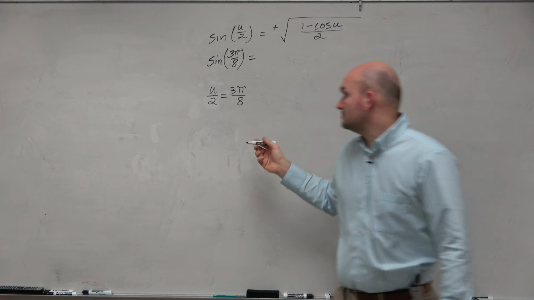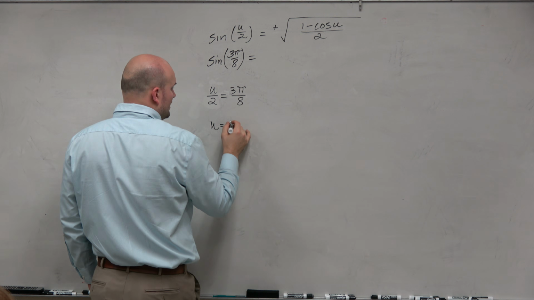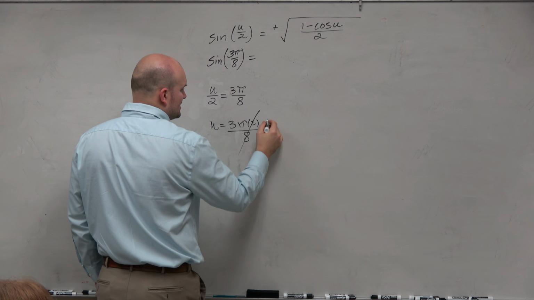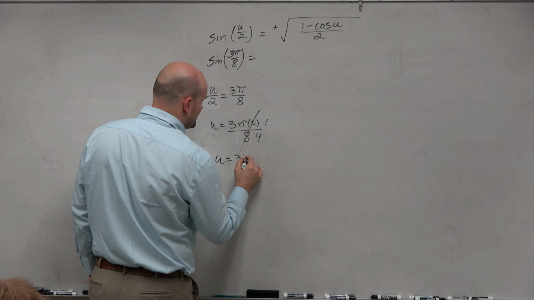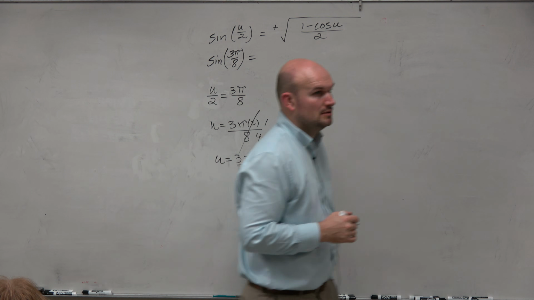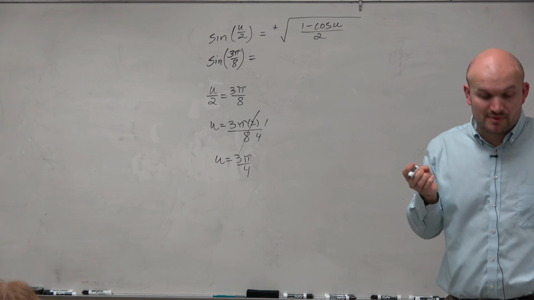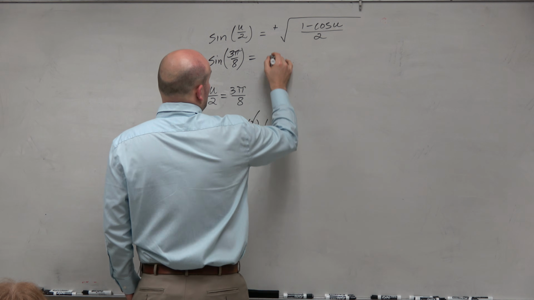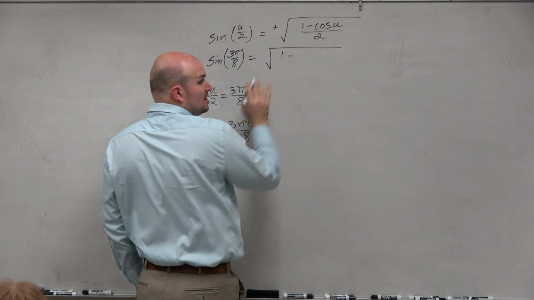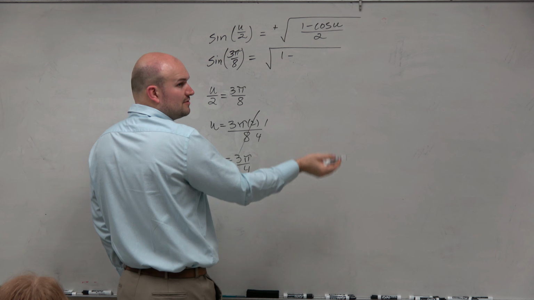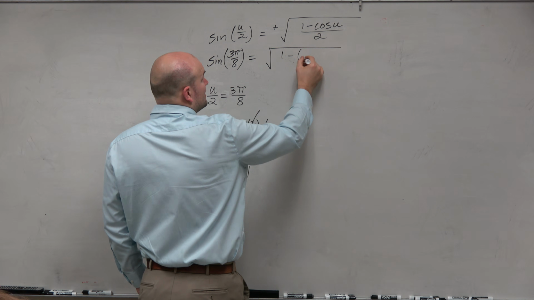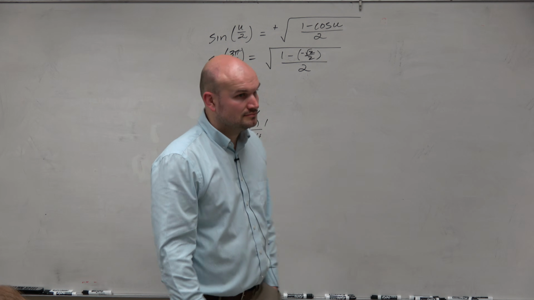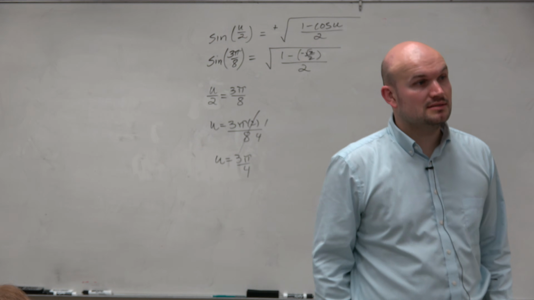Now we just simplify and multiply by 2 on both sides. I get 3 times pi times 2 all over 8. I can reduce that to 1/4. u is equal to 3 pi over 4. The reason I want to know what u is, is that's what I'm going to plug into my formula. So now I simply have 1 minus the cosine of 3 pi over 4. That's going to be negative square root of 2 over 2, divided by 2.